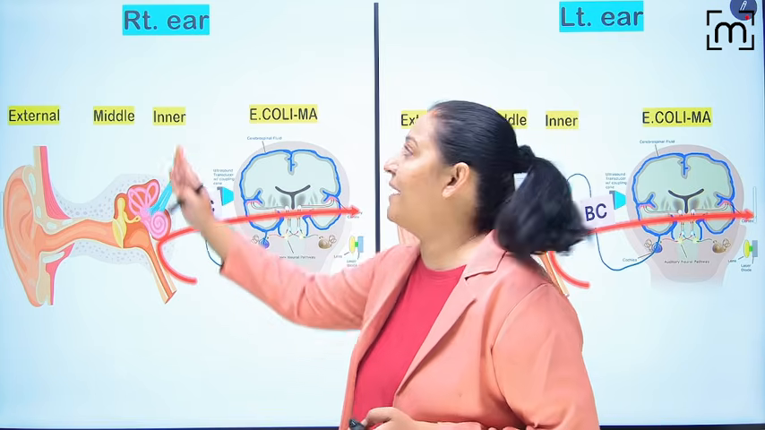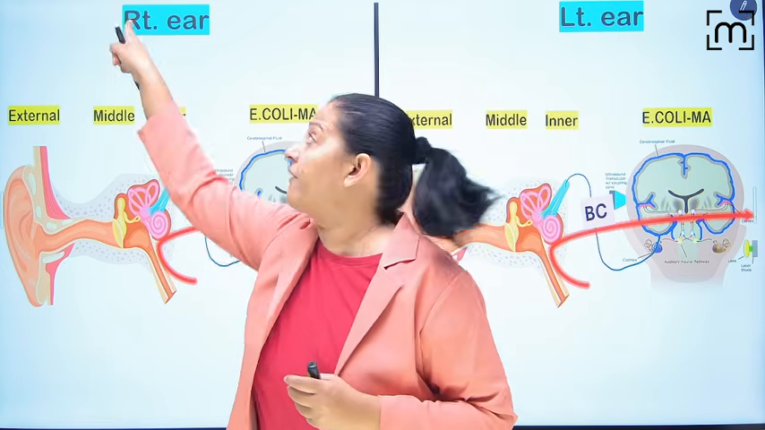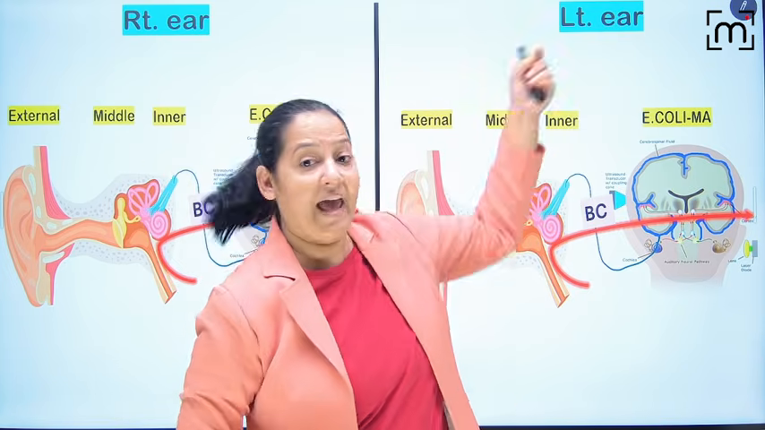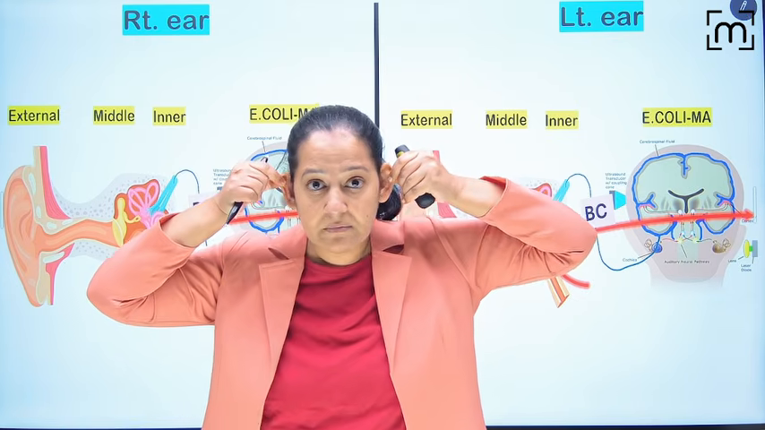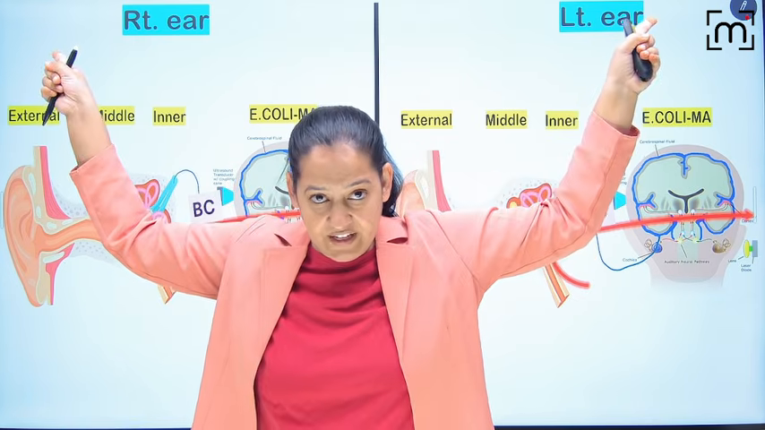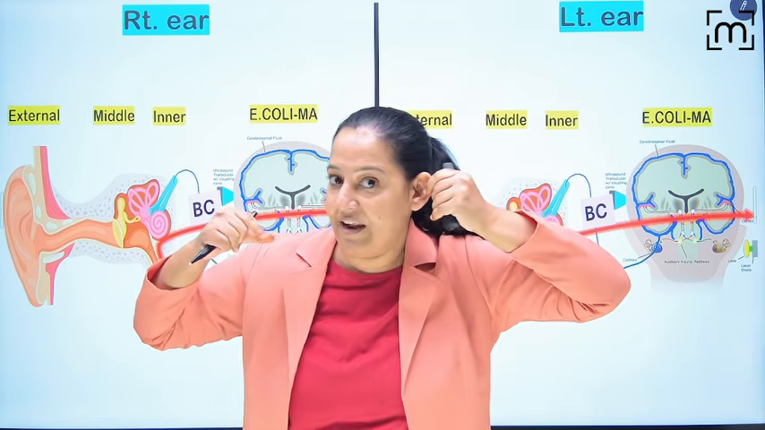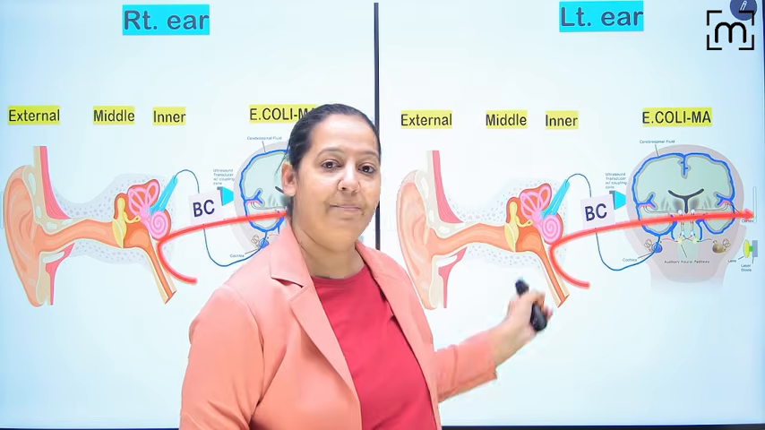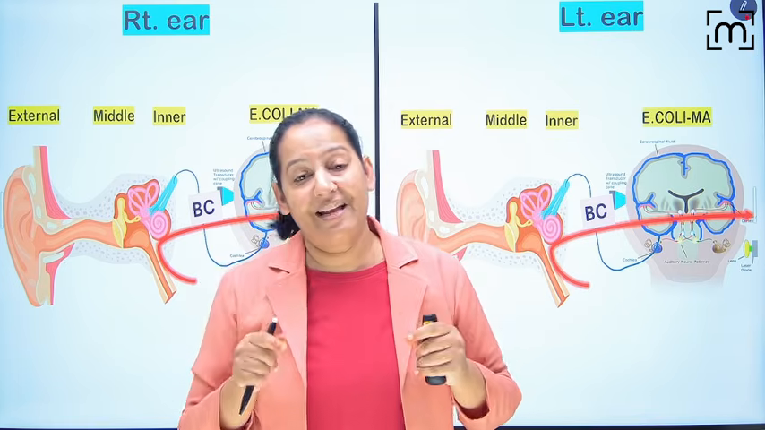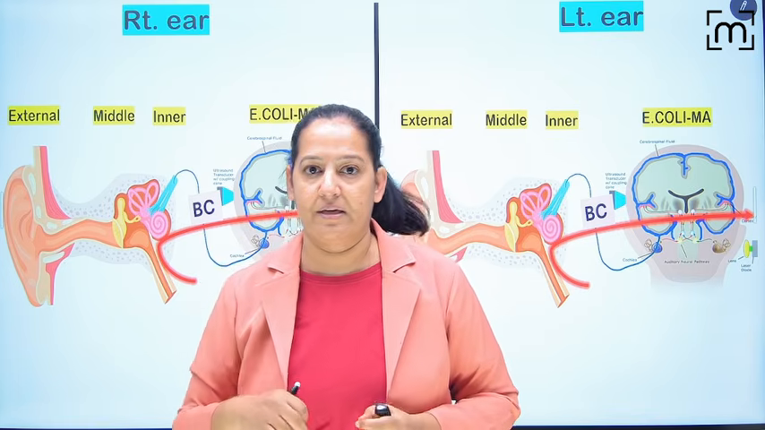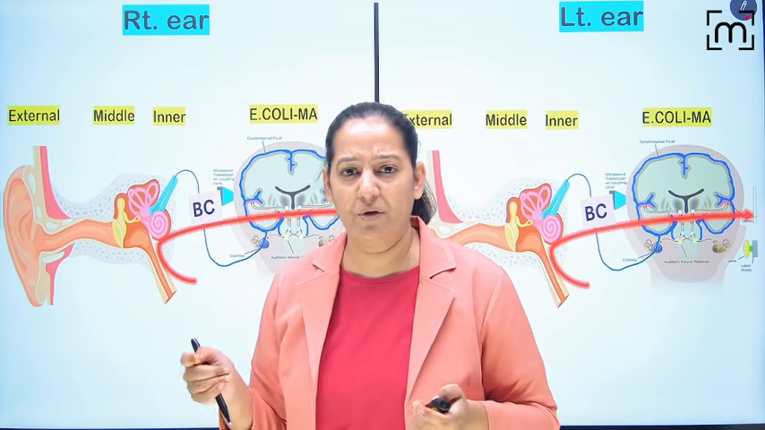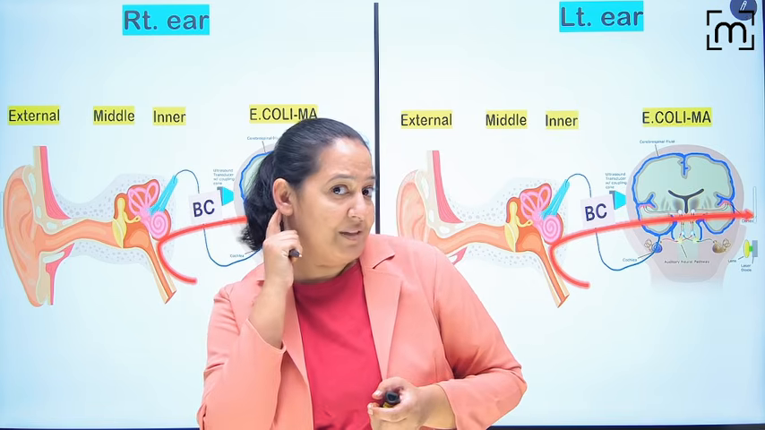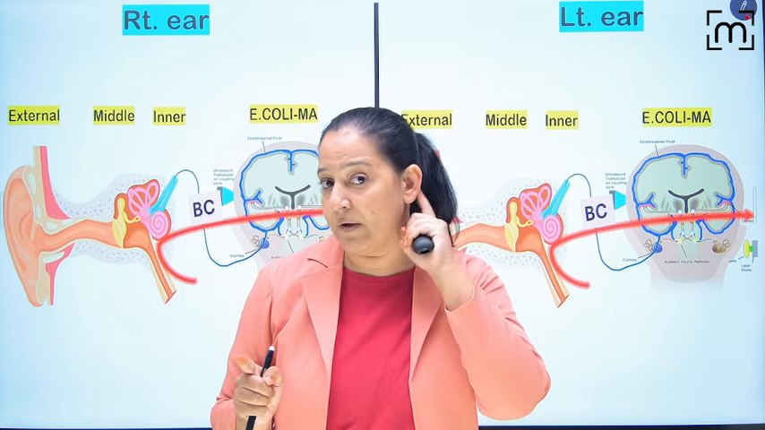So see, this is my right ear, and this is my left ear. We are doing BC in my right ear, and BC in my left ear, and comparing them. So basically we are doing simultaneous BC in both ears. How to do simultaneous BC in both ears? For doing BC, you have to keep the tuning fork on the mastoid.